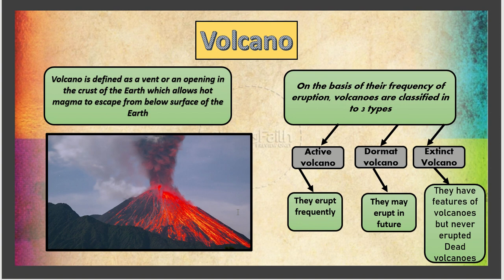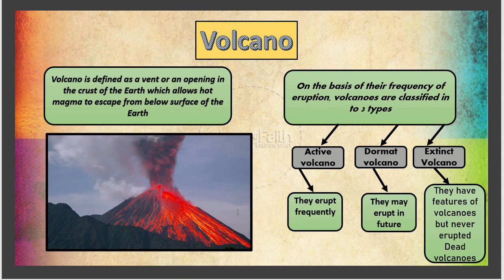Okay, now volcano. A volcano is defined as a vent. Vent means the hole or an opening in the crust of the earth, which allows hot molten magma to escape from below the surface of the earth, like a pressure cooker burst. On the basis of frequency, meaning when it last erupted, we divide volcanoes into three types.